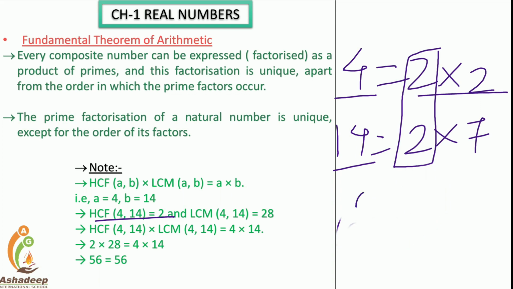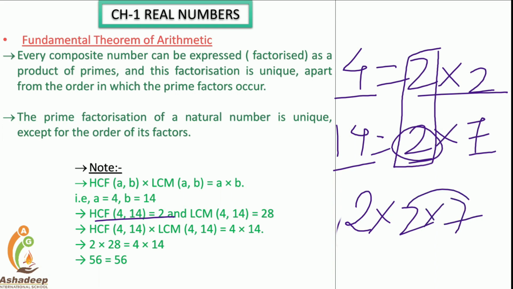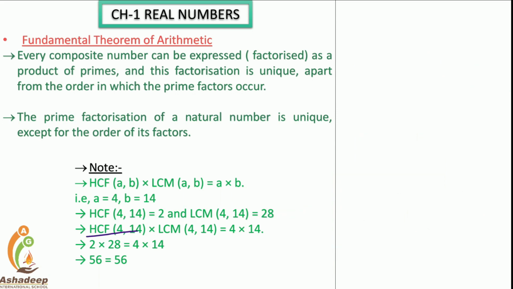Let's see how it is 28. Here 2 multiplied by 2; the common 2 appears one time only, so we don't need to write it again. But 7 is not there, so multiply by 7. 7 2s are 14, 14 2s are 28. So the LCM is 28. Now HCF times LCM: the HCF is 2, multiplied by the LCM 28, gives 56. And 4 into 14 is also 56. So HCF of A and B times LCM of A and B is A into B. So this we proved.